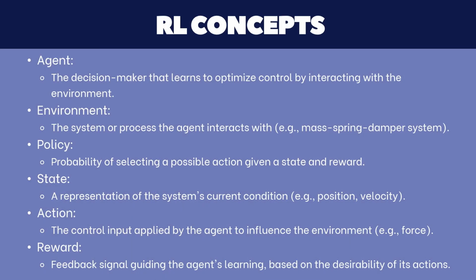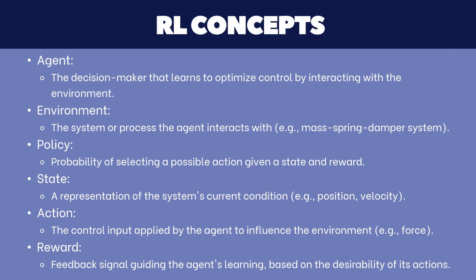First, we have the agent. The agent is essentially the decision maker. Its job is to learn how to make the best decisions to control a system by interacting with its environment. Next, we have the environment. This is the system or process that the agent interacts with. For example, in our project, the environment is the mass spring damper system, which the agent tries to control.